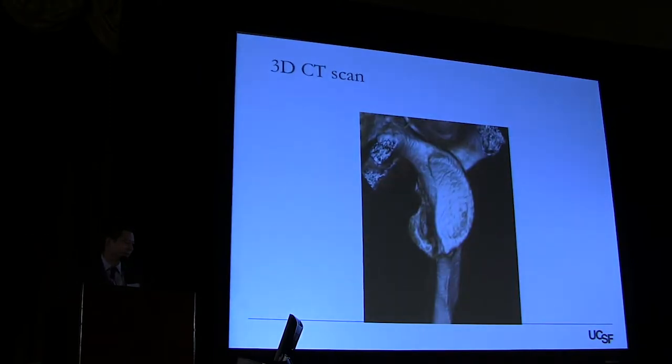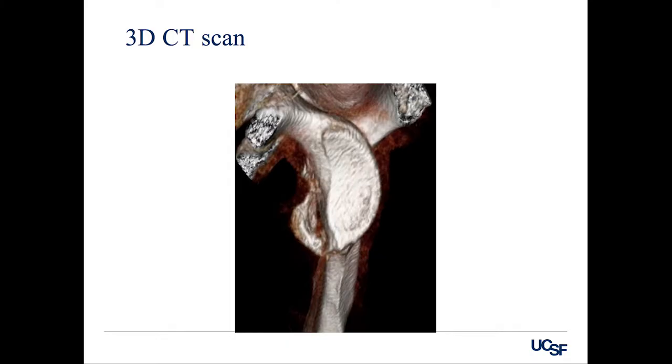So we got a 3D CT scan, and then you can see that here's the glenoid, and then here's the fracture of the glenoid. So the patient had dislocated so many times that they actually broke off a piece of bone from the glenoid. And this changes how we can treat this pathology.